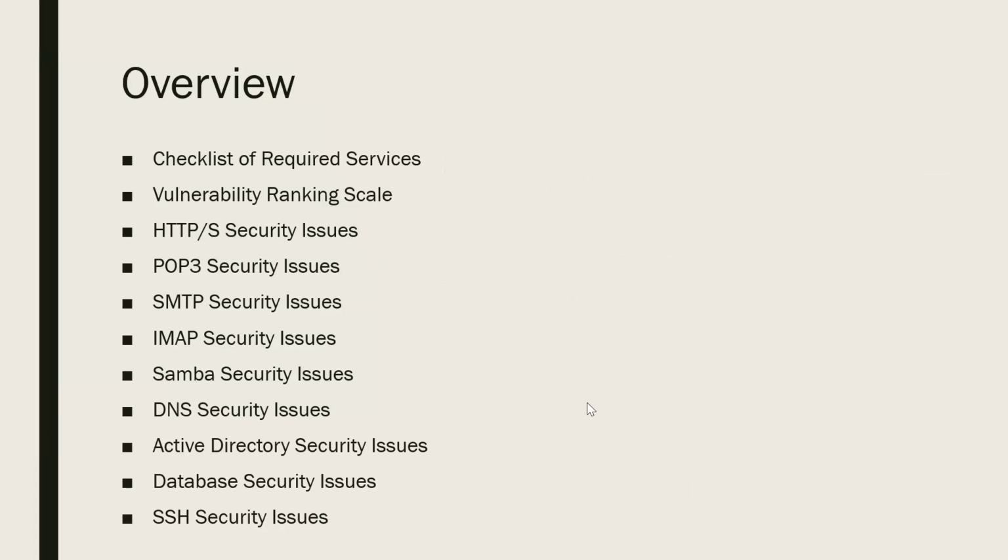So in overview, I will be going over first the checklist of required services, the vulnerability ranking scale that I used on the security issues I found, and then I will be going over the actual security issues that I found for these specific services that are listed right here: HTTPS, POP3, SMTP, IMAP, Samba, DNS, Active Directory or AD, database, and SSH.